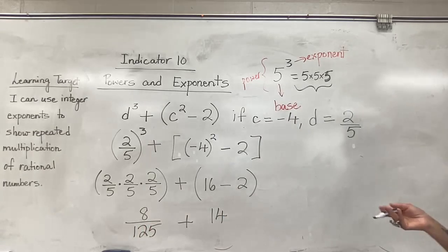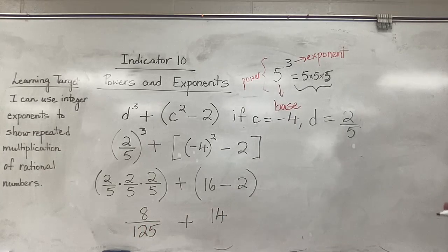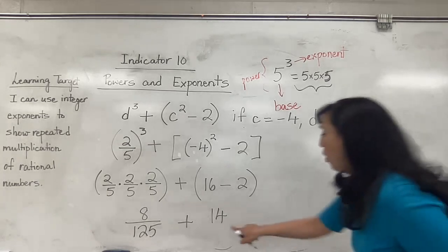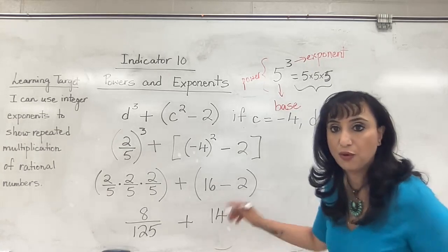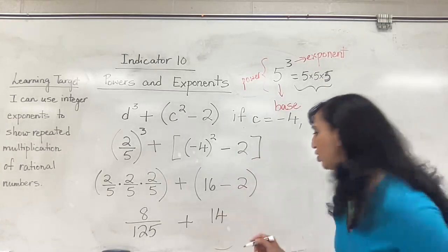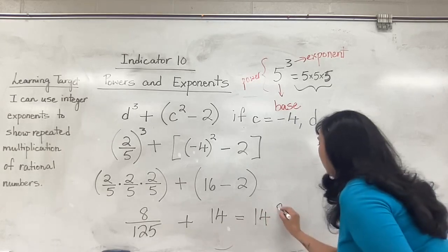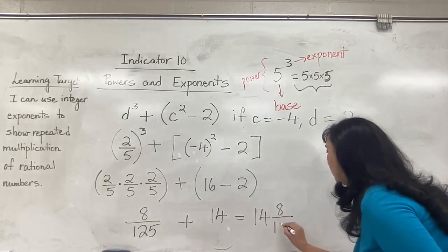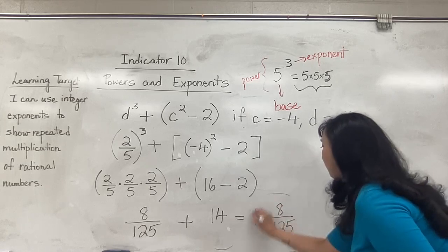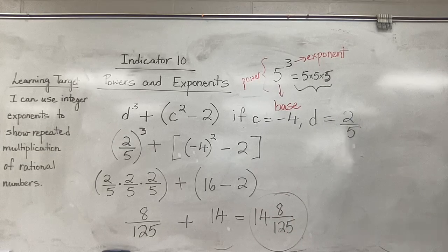Okay, so now you can see I have 8 over 125, which is the fractional part, and my whole number is 14. So the whole and the fractional combine and give me 14 and 8 over 125, and this is going to be my mixed number.